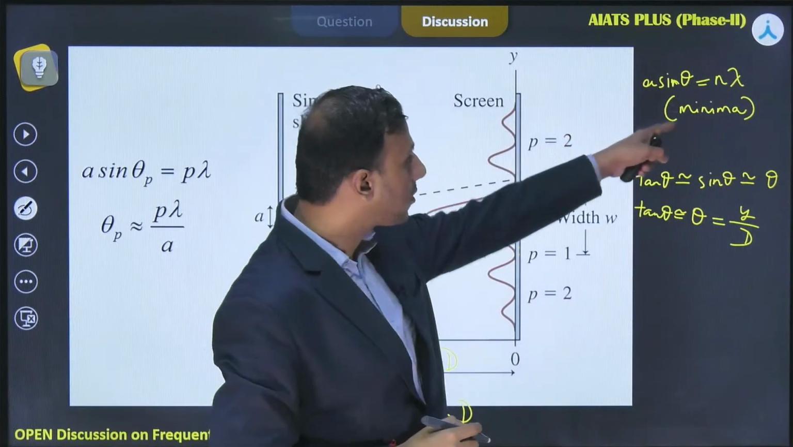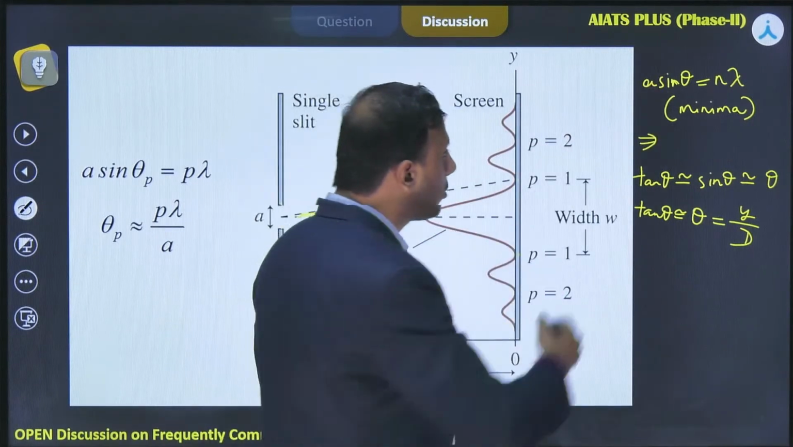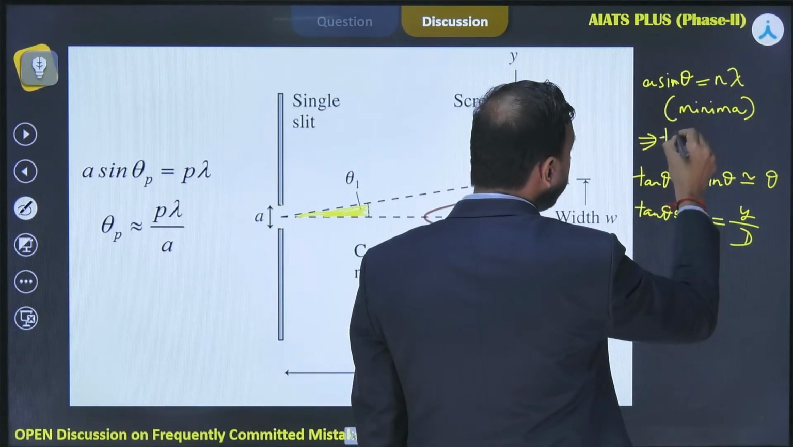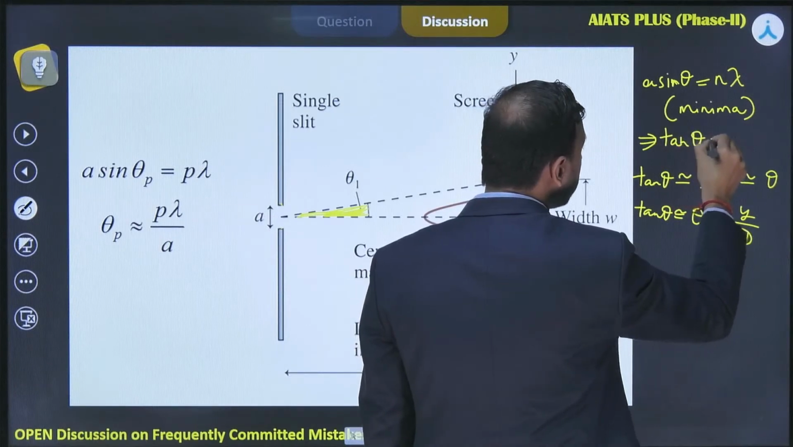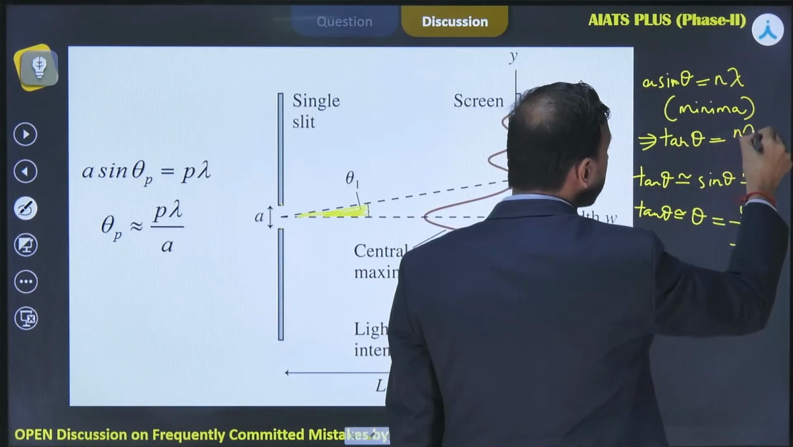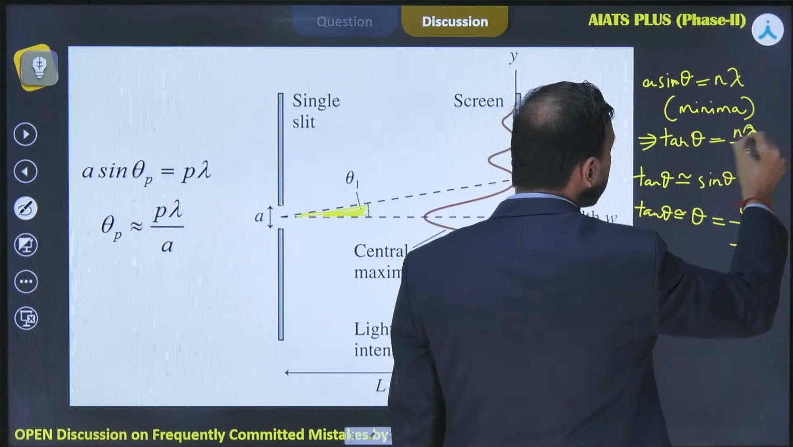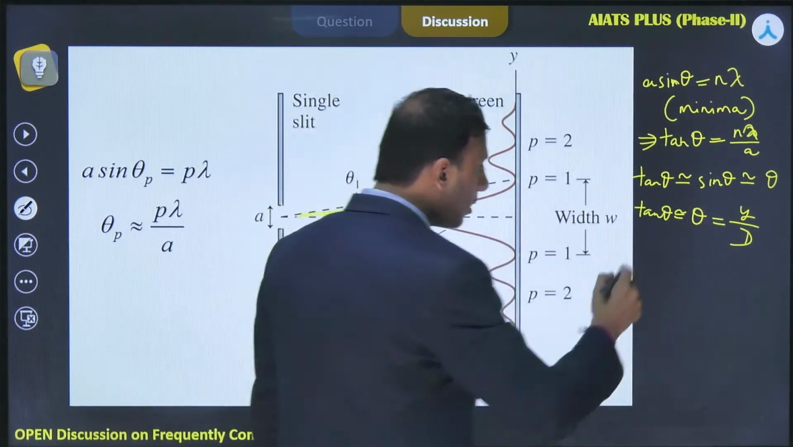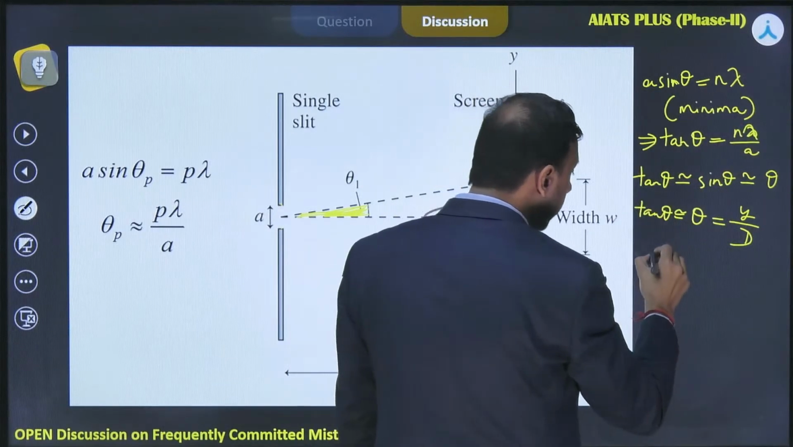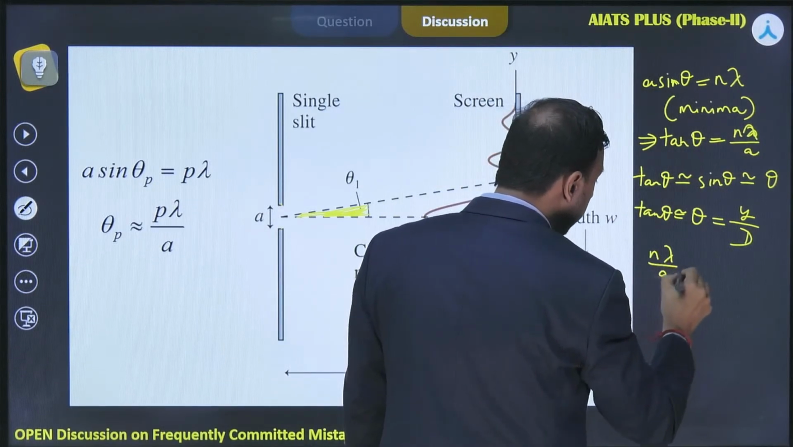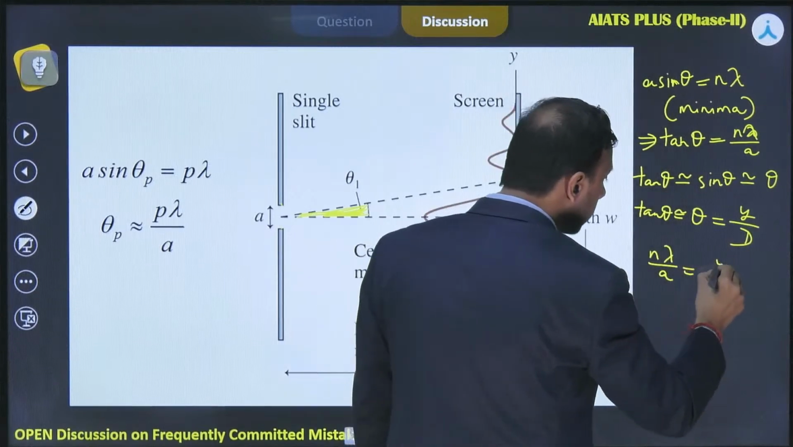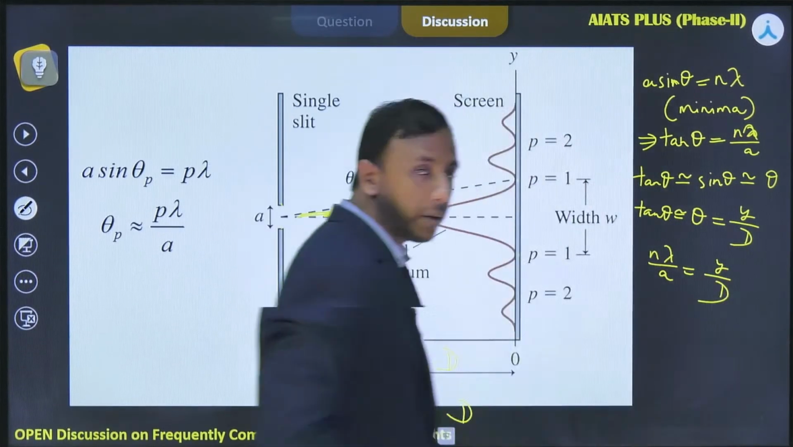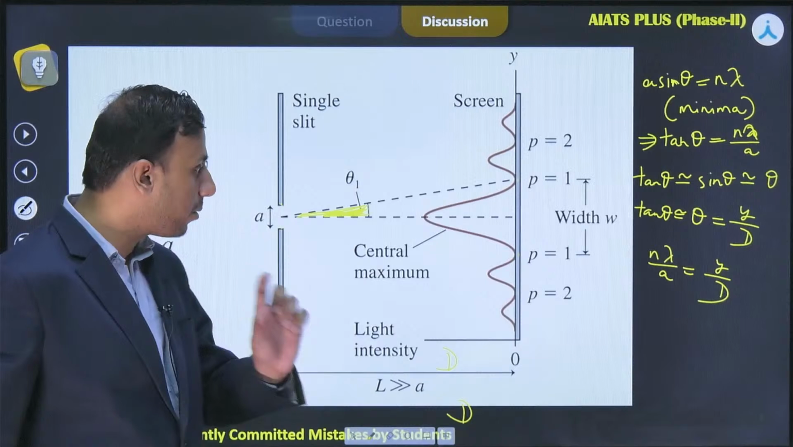And what was coming from here? Tan theta equal to, I can approximate sin theta as tan theta, right? So tan theta equal to what? n lambda by A. And tan theta can be written as theta as well, okay? So theta is n lambda by A, and theta is also y by D, right? And this, remember, is for minima, not maxima, for minima.